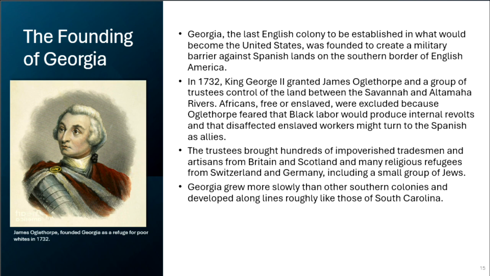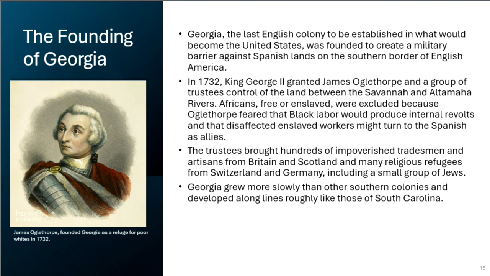Absolutely. James Oglethorpe, a philanthropist and military leader, received a charter from King George II to establish this new colony. And he envisioned Georgia as a place where England's worthy poor could start anew, free from debtors' prisons. So it was meant to be a refuge for those who had fallen on hard times. Yes, and Oglethorpe had some very specific ideas about how this colony should be run. He banned hard liquor, outlawed slavery, and limited the size of land holdings. He wanted to create a society of small, independent farmers, a kind of yeoman republic.